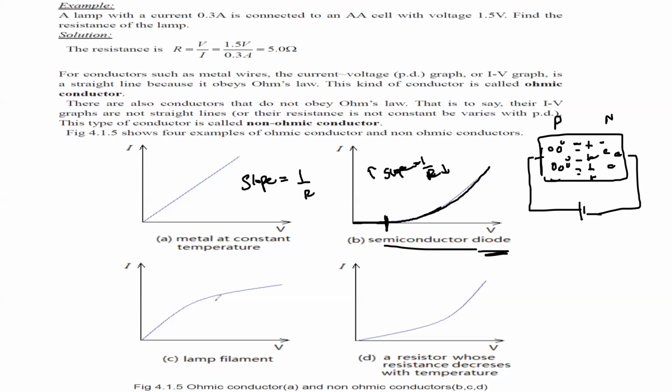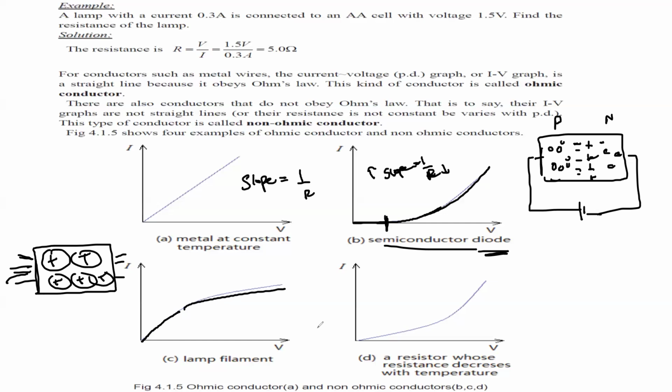But for a filament, a metal conductor, what will happen? The same idea. Initially, it has a constant resistance, but then the temperature increases. As the temperature increases, the lattice vibration will also increase. When the lattice vibration increases, the number of charges which enter and the number of charges which leave will decrease. That's why the slope is decreasing, or the resistance is increasing.